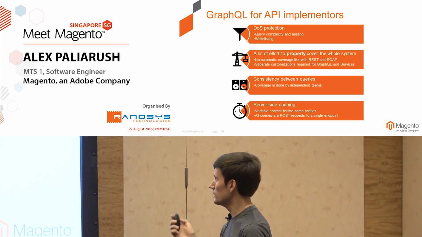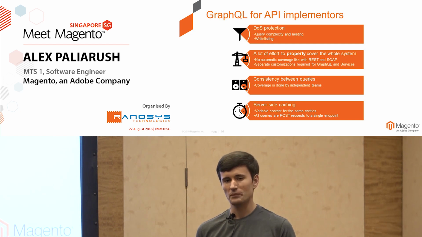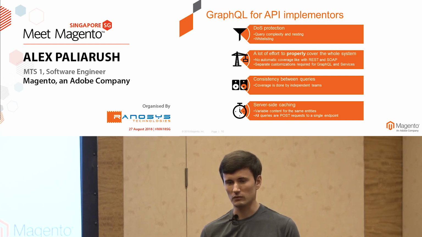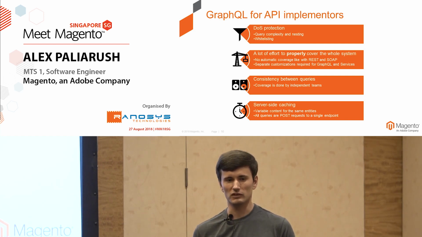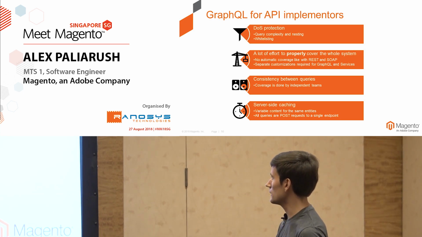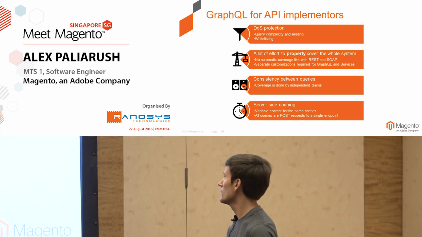We need to think about enhanced DOS protection, because GraphQL gives you the flexibility to query whatever you want, but at the same time you can query the whole Magento in one query, and we don't want to allow that because you can bring the site down with one query. So we have to implement some sophisticated logic for query complexity limiting and nesting limiting.